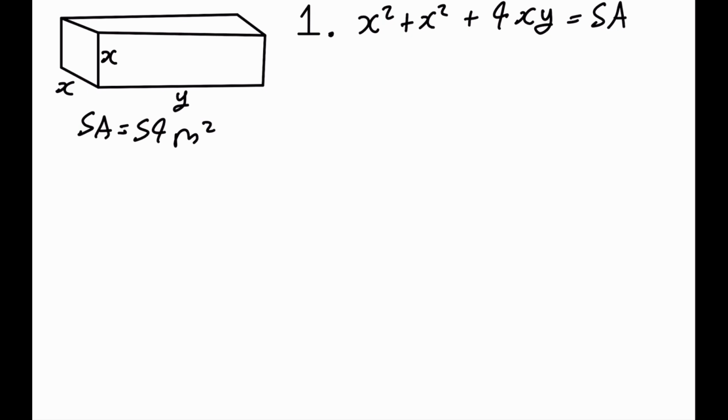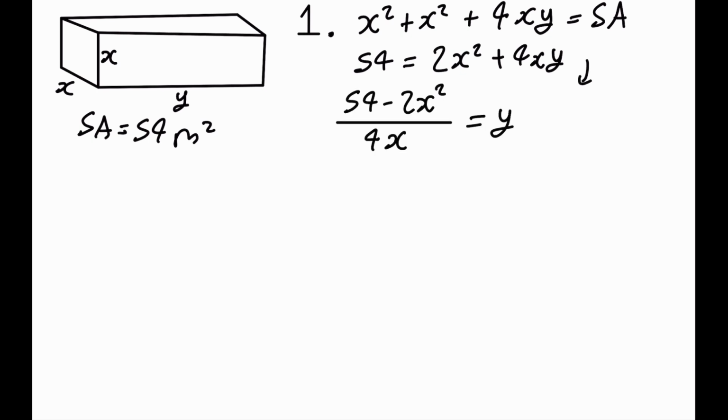And this will be equal to our surface area. Using the surface area, we would substitute our value, which they said was 54. So 54 is equal to, and then we can just join these two together. We'll get 2x squared plus 4xy. And once we get this, we can make y the subject. So let's rearrange this equation. And now we have the rearranged version of it.